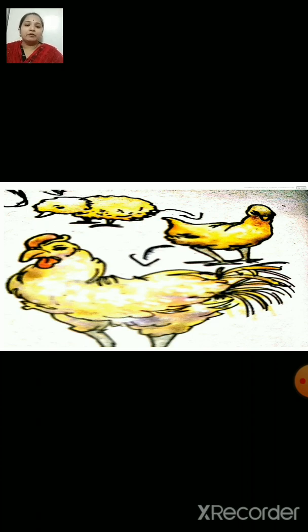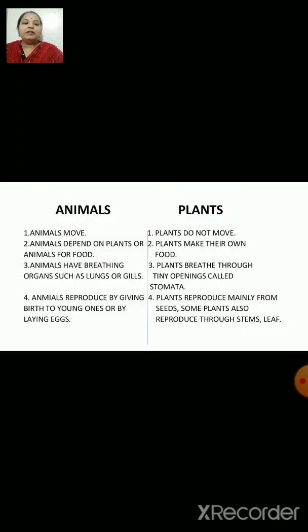In the next picture, can you see the hen? The hen lays eggs. From the egg, the chicken comes out and then it becomes a big hen. So in this way, we can see that living things take birth, they grow, they become old and then they die. Now, in this lesson, we have studied about plants and animals.